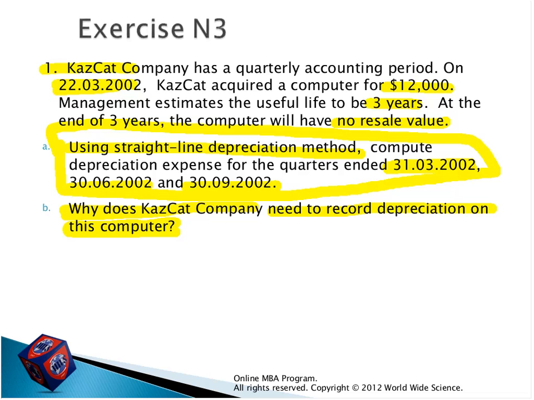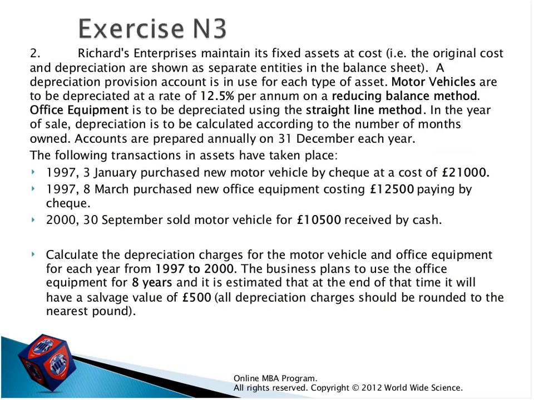Let's move to the next one. So exercise number 3. This is the second assignment under depreciation methods. It may seem confusing, but don't worry. It's a lot of words, but the calculations in this assignment are simple. Let me explain. The research enterprise maintains the fixed assets at cost. The original cost and depreciation are shown as separate entities in the balance sheet. This is just information for you, okay?